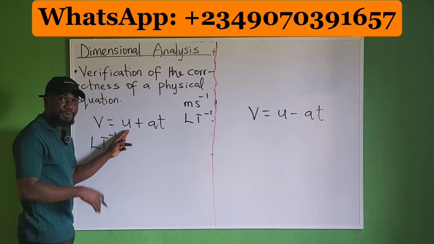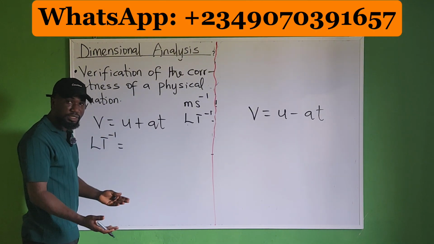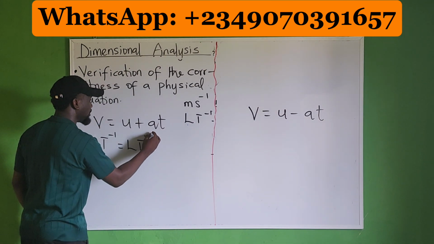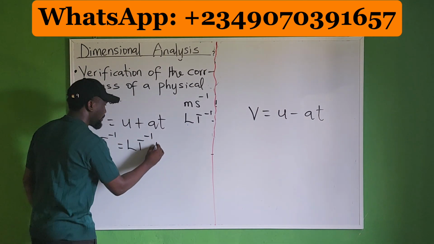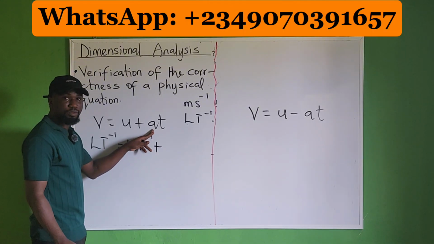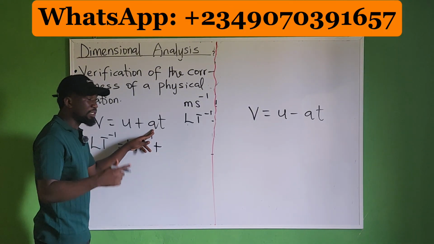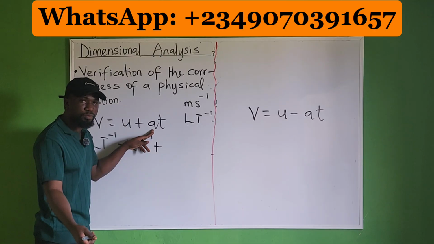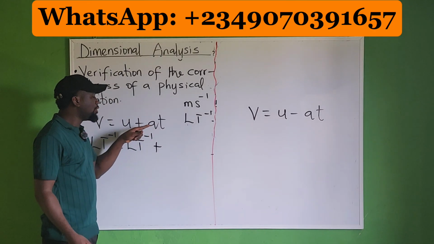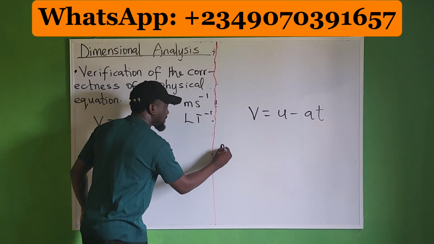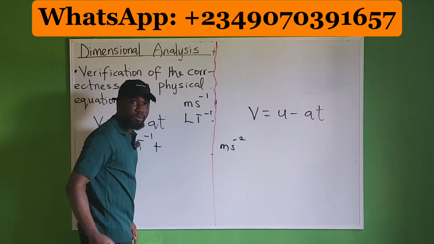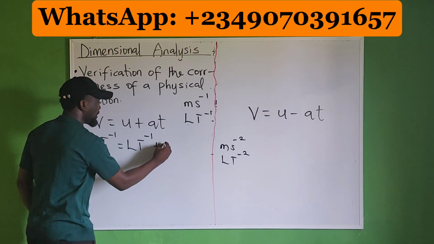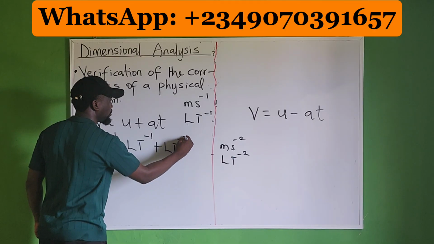So here, u is initial velocity. So the dimension there is going to give us LT raised to power minus 1. Then plus acceleration. For acceleration, the dimension is LT raised to power minus 2. Why? The unit of acceleration is meter per second squared. So that's LT raised to power minus 2. So plus LT raised to power minus 2.